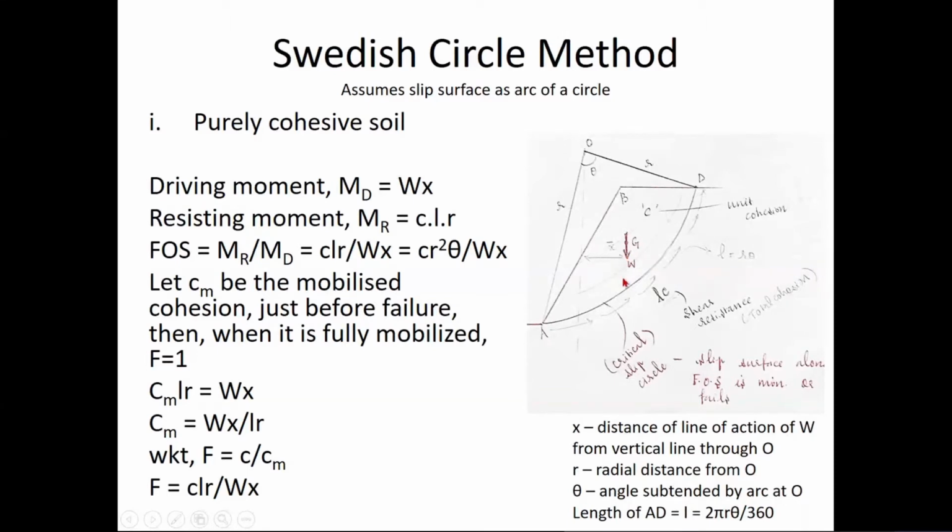Correct? And we know the expression for factor of safety. So factor of safety is equal to resisting moments by driving moments, right? Resisting moment is CLR, driving moment is WX. And L is equal to 2 pi r theta by 360, the length of this arc, if the angle subtended is theta and the radius is r. Substituting that for L, my equation changes to C R square theta by WX, correct? So C into 2 pi r theta by 360 into R divided by WX will be C R square theta by WX. This is my factor of safety.